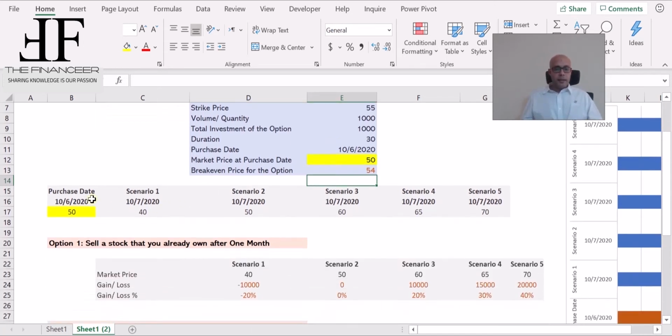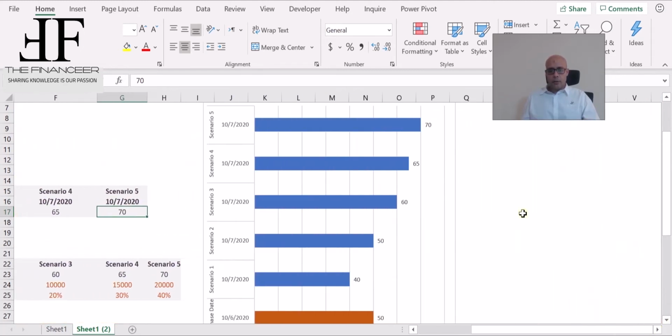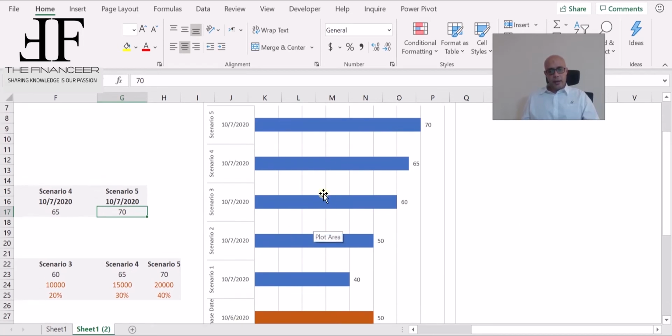Now, let's understand the scenarios that we have. We are going to work this case based on several scenarios. Scenario number one, after 1 month or during this month, we are going to assume that the market price of this stock is $40. The second scenario is $50. Third one is $60. Fourth scenario, $65. Fifth scenario, $70. So these are the several scenarios that we are going to work on in order to calculate the gain and loss. And I included all of these scenarios here in this nice chart. This is the purchase price, as you can see here, $50. So we have all of these different scenarios during the same period in order to calculate the gain and loss for each one.